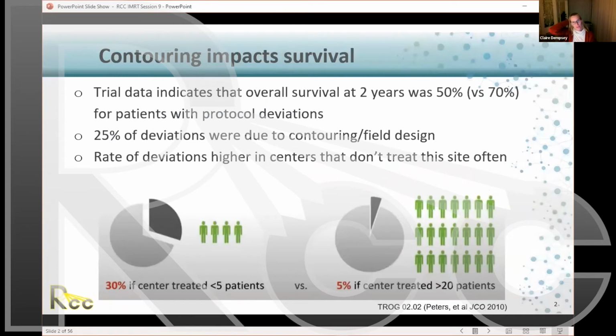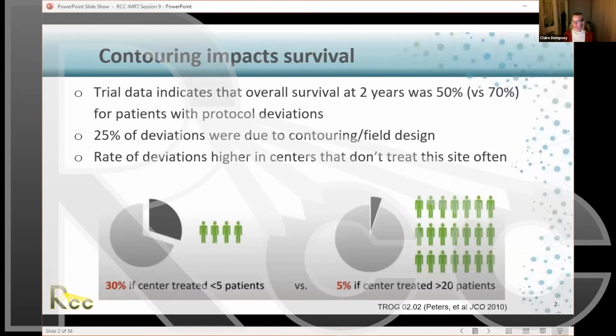The first thing I wanted to make very clear, and I read this only the other day in a journal article from quite a few years ago, is that contouring impacts our patient survival. There are quite a few trials where the data indicates a significant difference in overall survival at 2 years for patients that had deviations to the trial protocol. A lot of those deviations were due to issues around contouring and field design for IMRT and VMAT treatments.